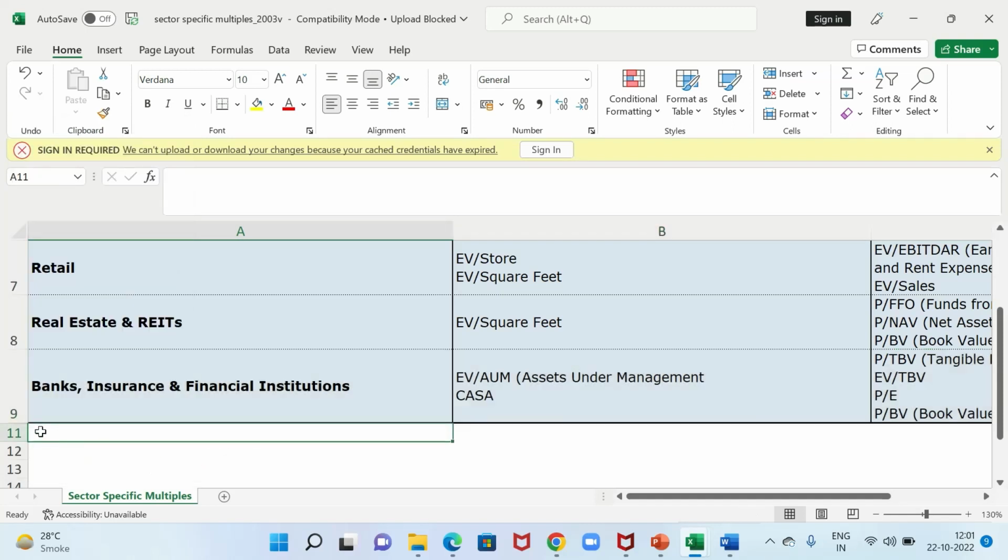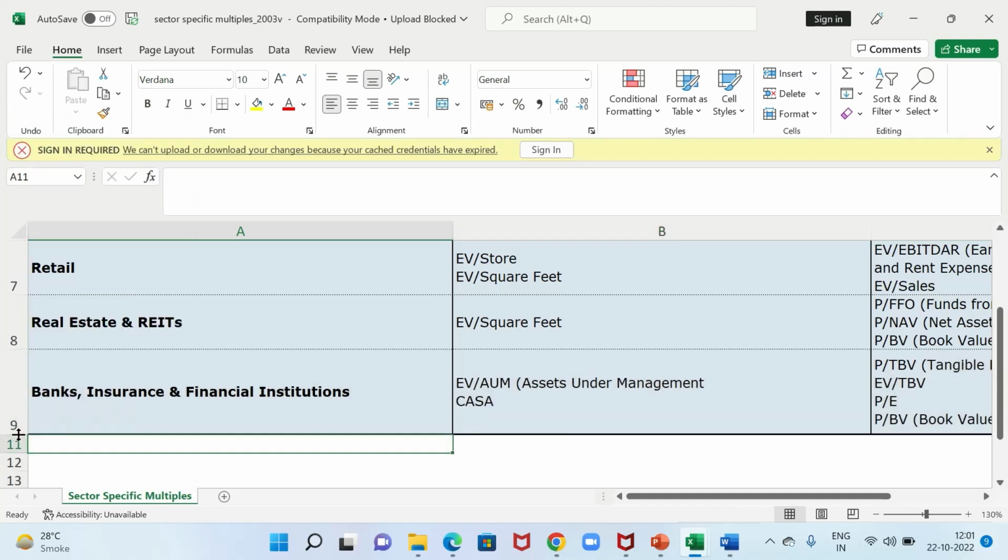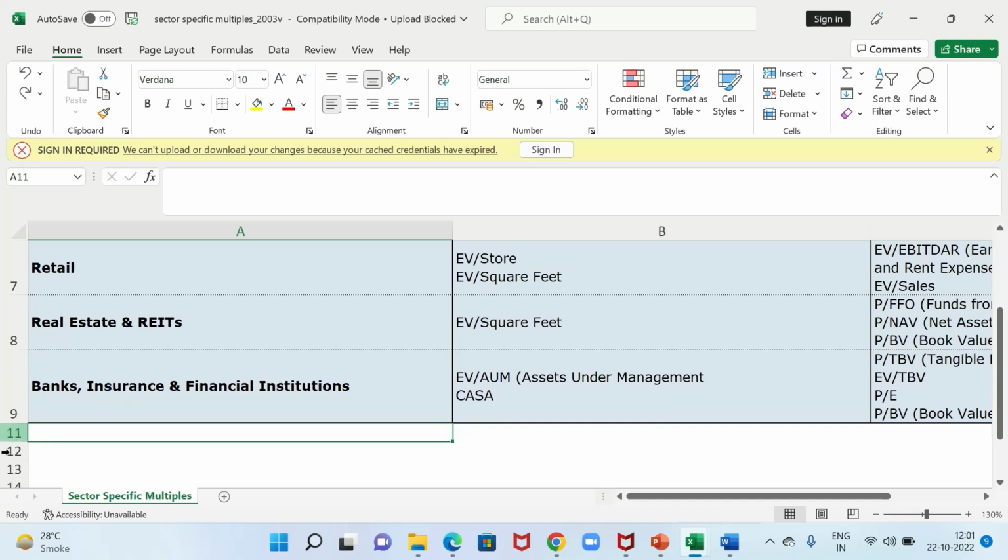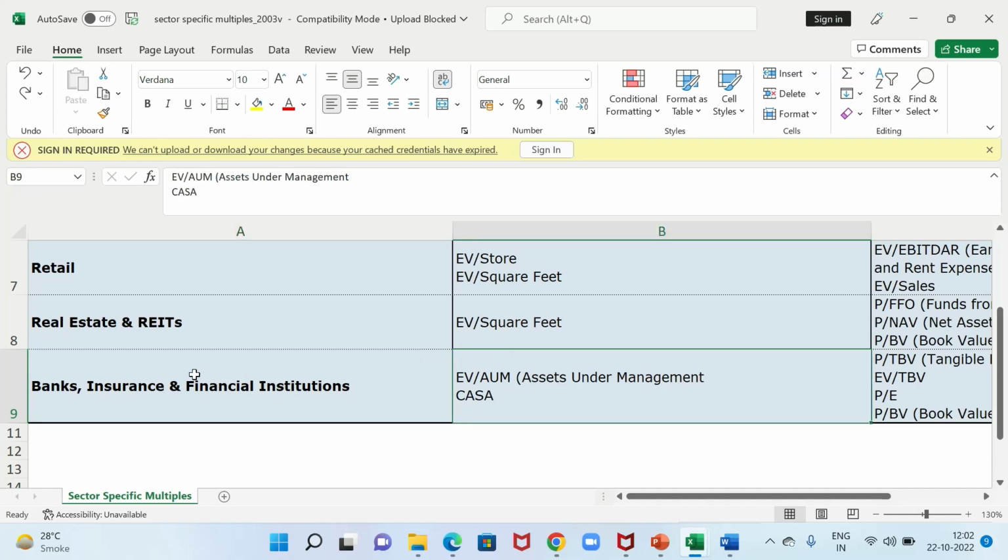Sir, while calculating enterprise value, we have to add the debt. In the banking sector, if we add the debt, because it is in the business of lending and borrowing, would it be sensible to calculate enterprise value for banks, or is it a good metric? No, it is not a good metric, yeah. We should not use it.